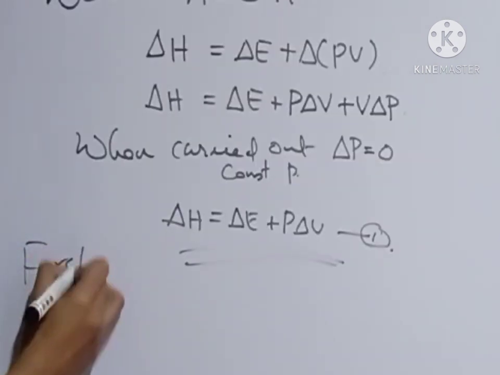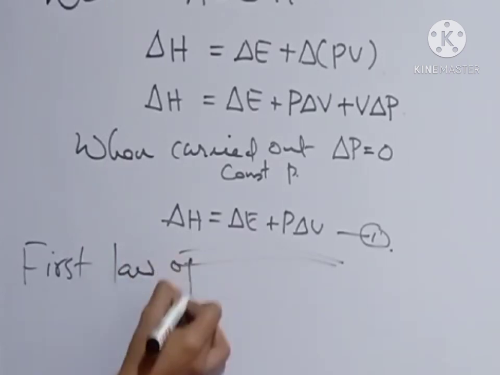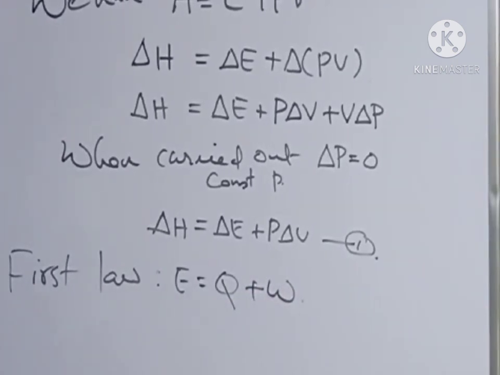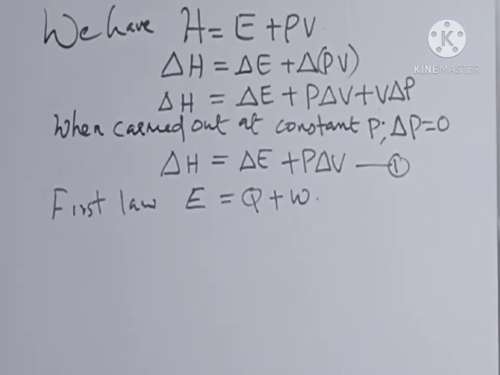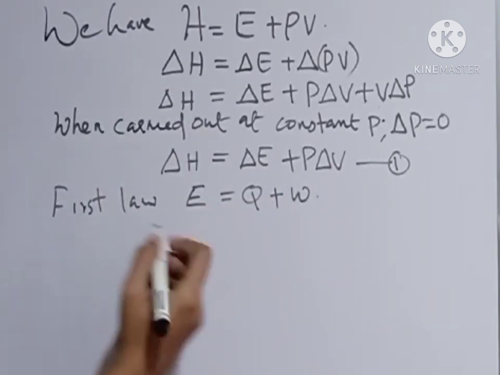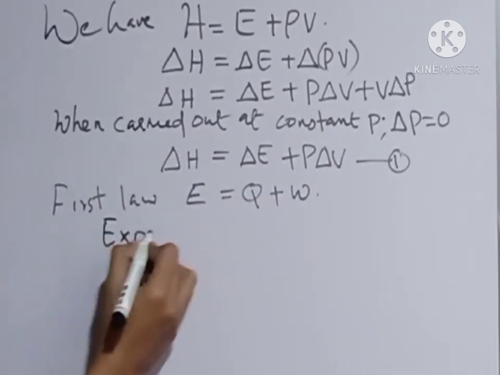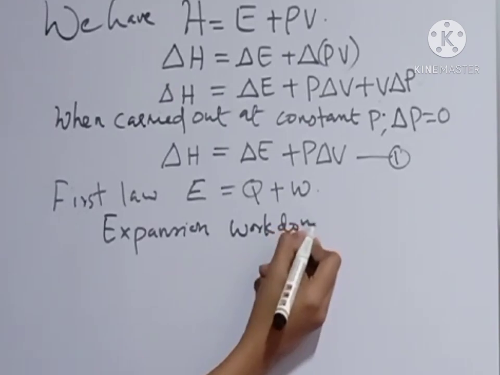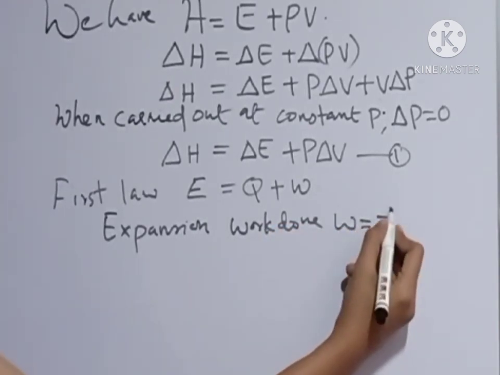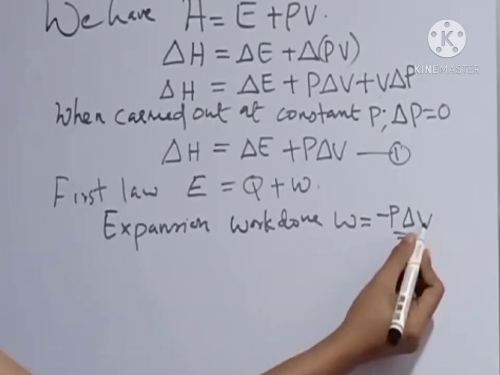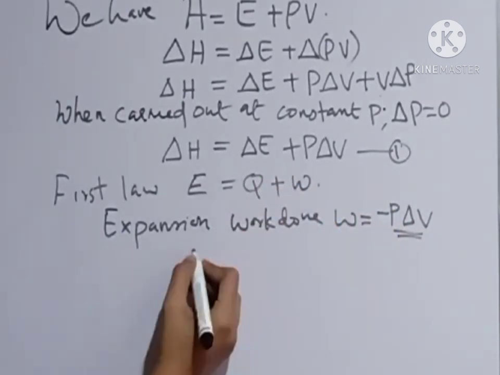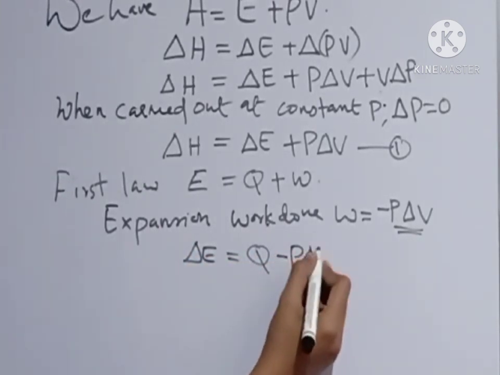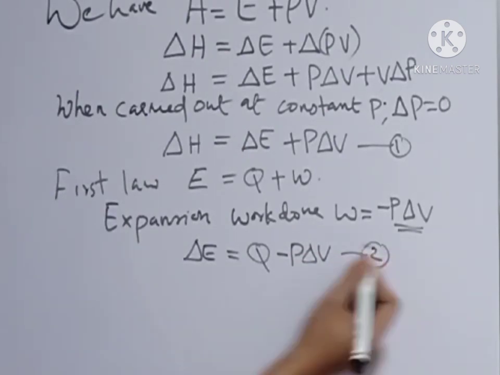According to the first law of thermodynamics, delta E equal to Q plus W. Here we are only considering the expansion, so work done W equal to minus P delta V. When we apply minus P delta V here, delta E equal to Q minus P delta V. This is equation number 2.